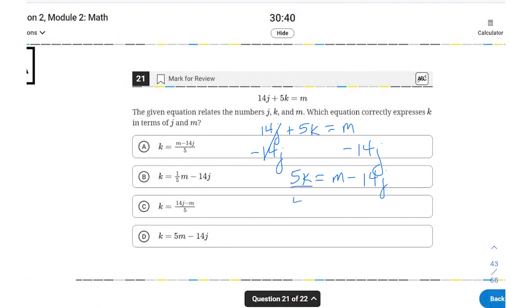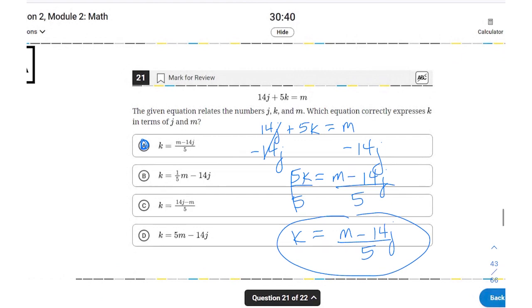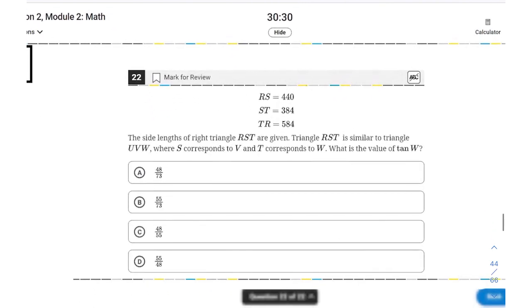And then we have to divide both sides by 5 to cancel out that coefficient. And so we will have k equals m minus 14j, and then the entire thing divided by 5. If we look at our answer choices, hey, that works out. That matches up perfectly with answer choice A. We didn't have to rearrange anything or change the signs of anything or reorder the way that we wrote it. We happen to write it in a perfect way that gives us k equals m minus 14j over 5, just like we see in that first answer choice.